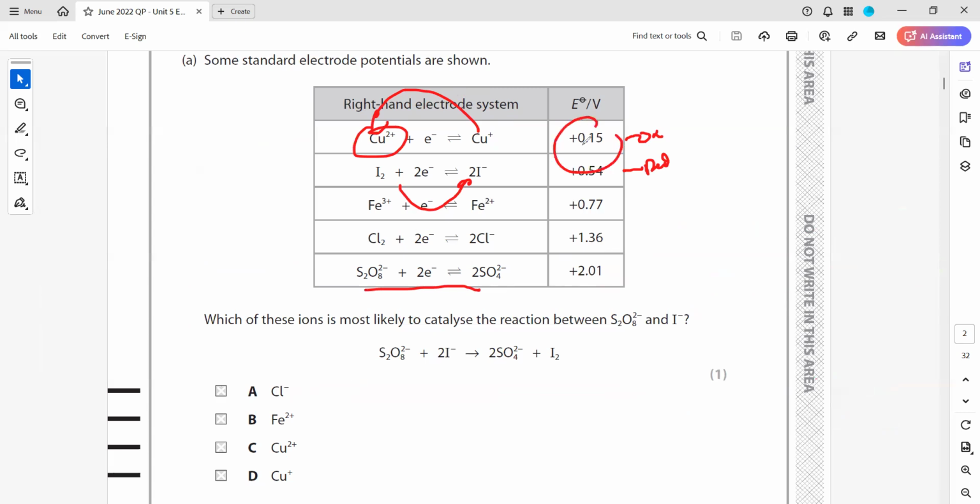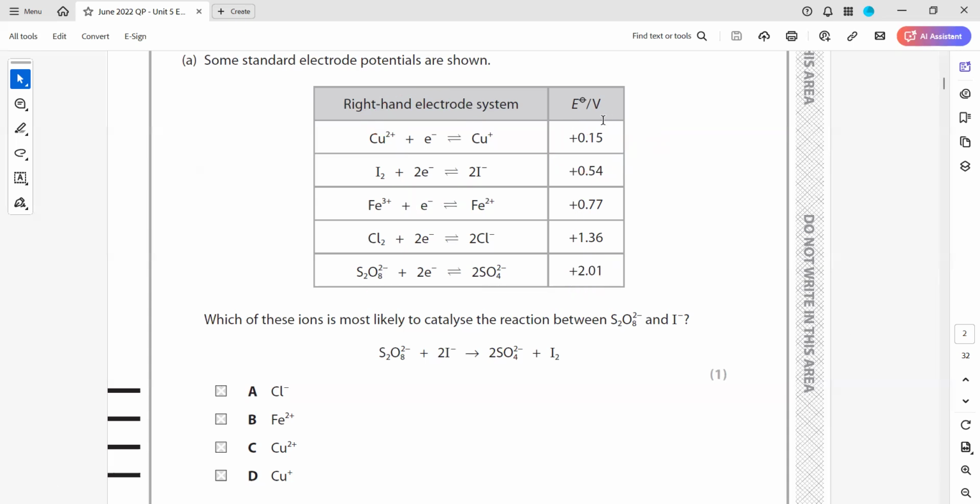But when we check this electrode potential with this one, the copper 2 ions will further oxidize. It should form copper 3. But copper 3 is not an existing state. That's why this cannot be used as a catalyst. To be a catalyst, it must be oxidized and reduced.